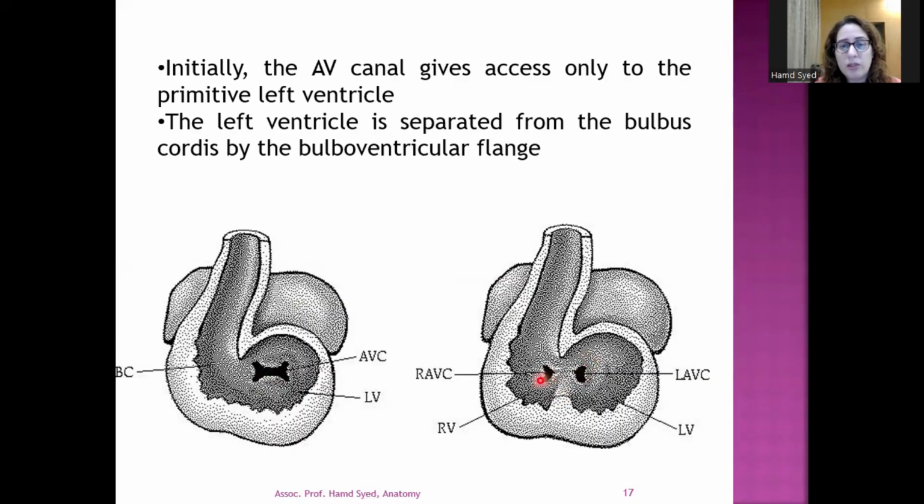You can see over here, this is the right atrioventricular canal, the opening between the right atrium and right ventricle. And here is the left atrioventricular canal, the opening between the left atrium and left ventricle. So this single opening has been divided into two separate openings because of the appearance of this septum in the middle.